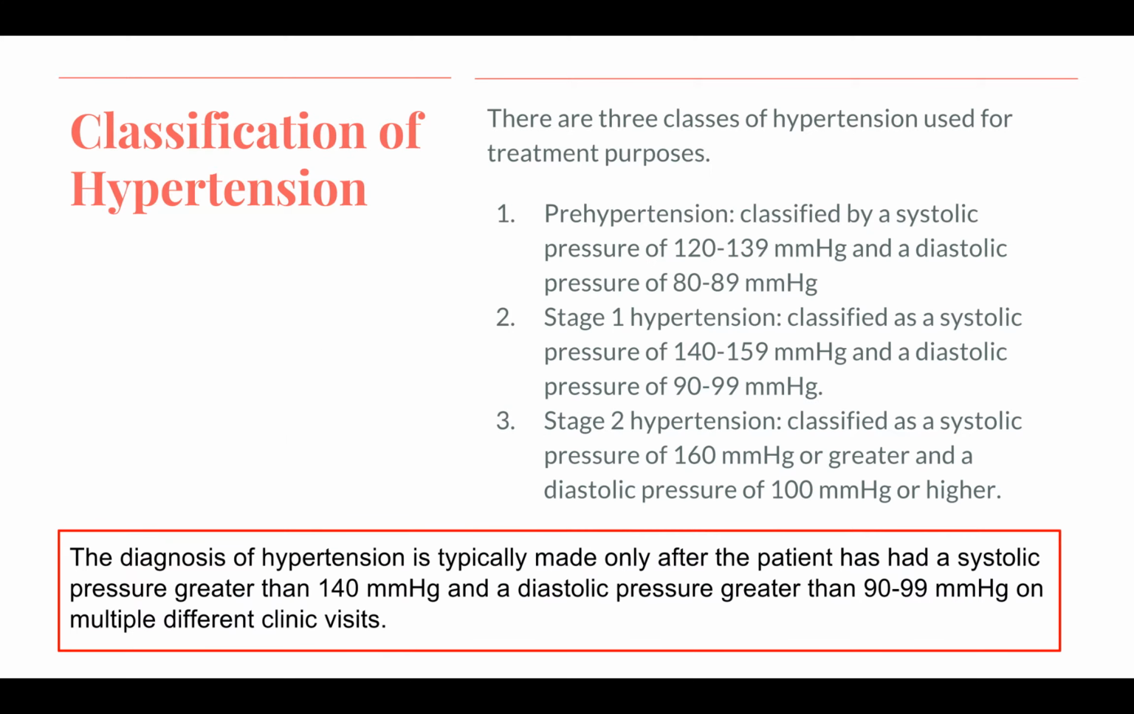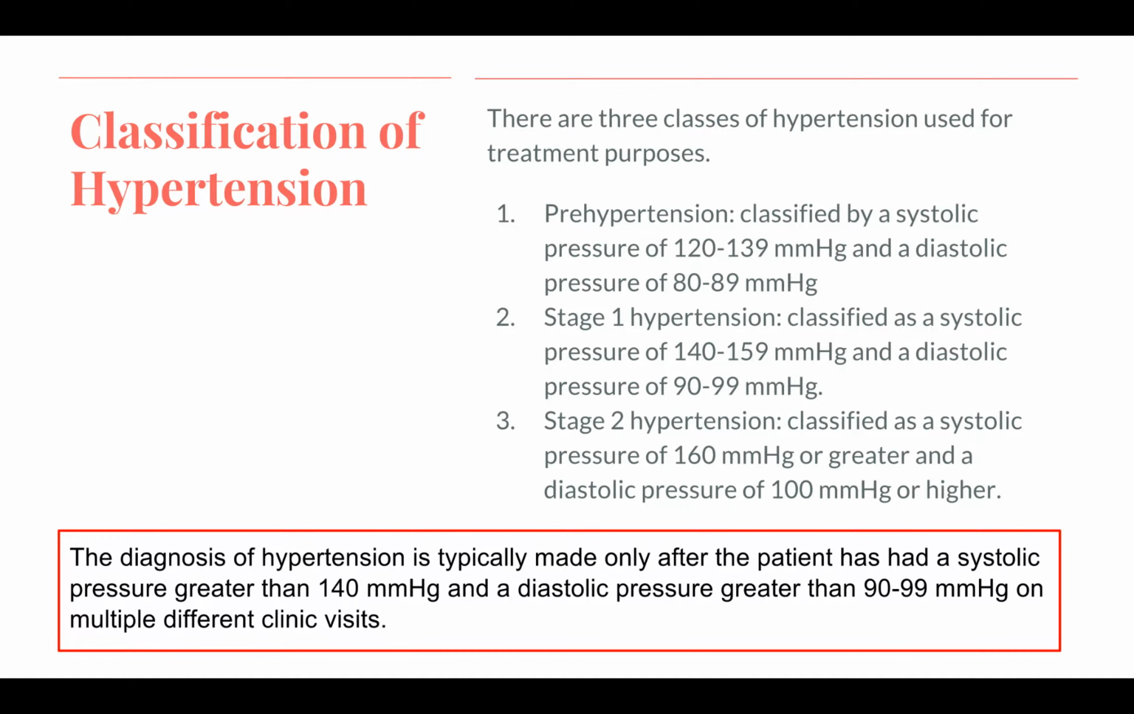There are 3 classes of hypertension used for treatment purposes. The first is prehypertension, which is classified by a systolic pressure of 120 to 139 millimeters of mercury and a diastolic pressure of 80 to 89 millimeters of mercury. The next is stage 1 hypertension, which is classified as a systolic pressure of 140 to 159 millimeters of mercury and a diastolic pressure of 90 to 99 millimeters of mercury. The final stage is stage 2 hypertension, which is classified as a systolic pressure of 160 millimeters of mercury or greater and a diastolic pressure of 100 millimeters of mercury or higher.